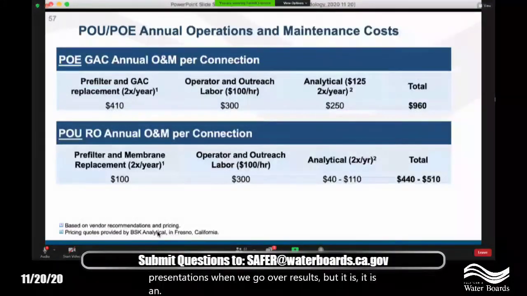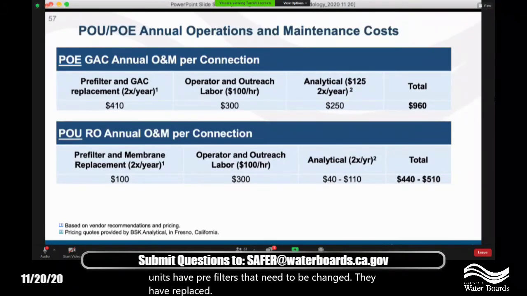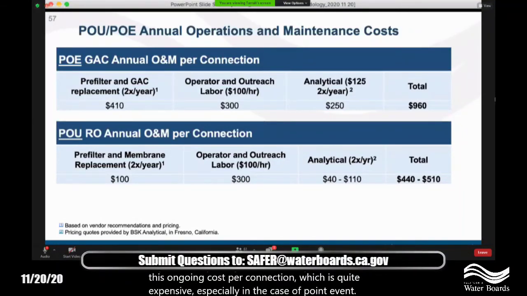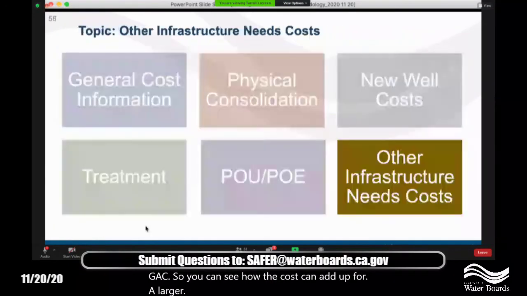of the analysis. So annual operations and maintenance costs: these units have pre-filters that need to be changed. They have replacement of the media and/or membranes that needs to happen. There's an operator that needs to go out there and collect samples a couple times a year and do those change outs. There's reporting associated with these units as well. So there's this ongoing cost per connection, which is quite expensive, especially in the case of point of entry GAC. So you can see how the costs can add up for a larger number of connections.